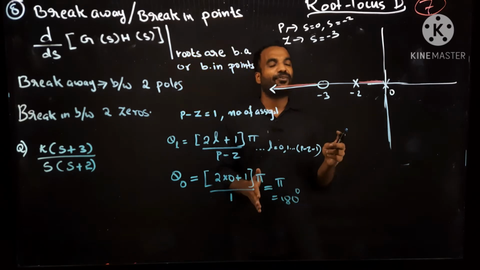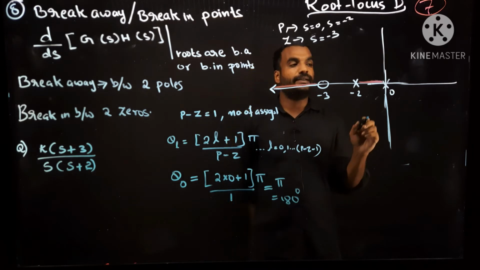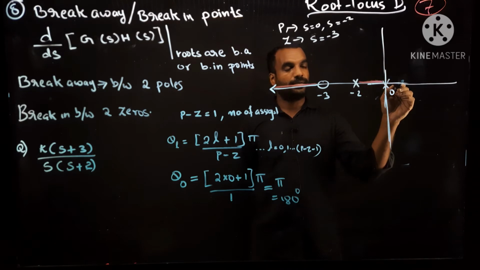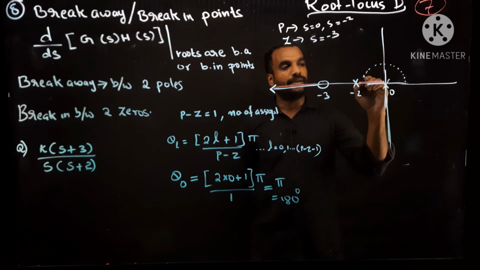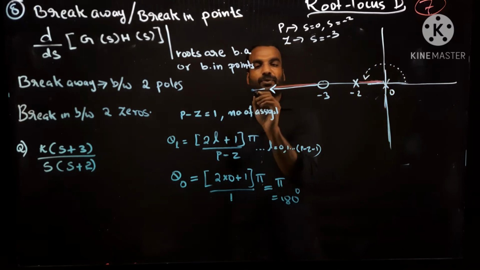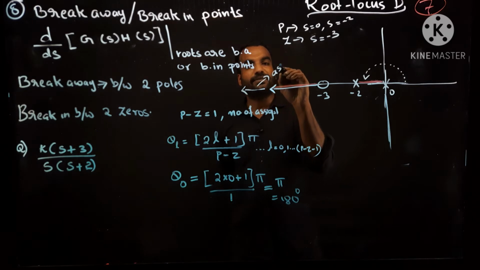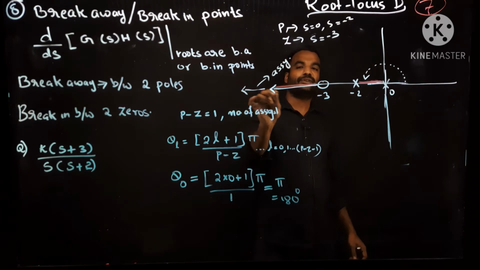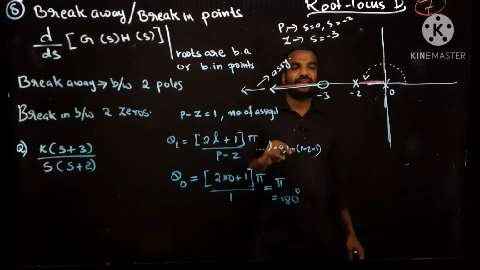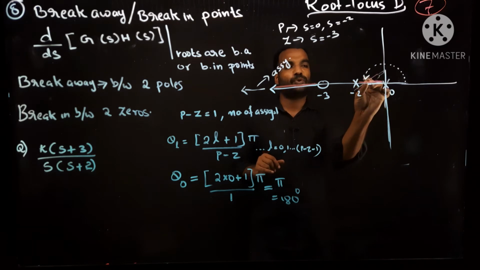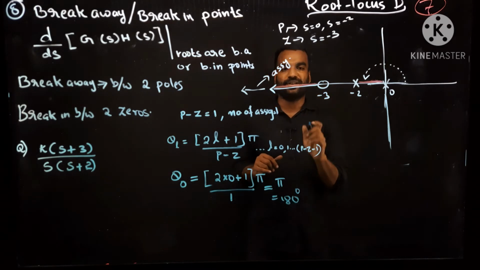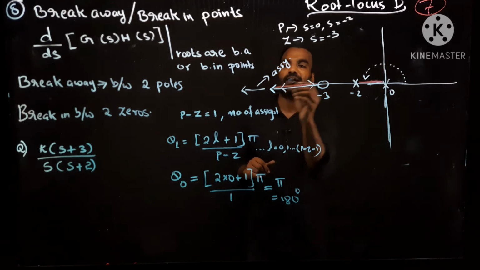Now we have to mark 180 degrees from the real axis. It will be here, 180 degrees. So this will be the line of asymptote. That's why I already told you that there is no need to find the asymptote, because we know it will travel in this direction only, because two poles are there. These two poles will meet here and it will break away. It will meet at this breaking point.